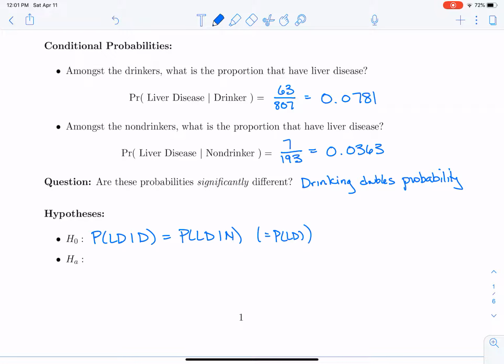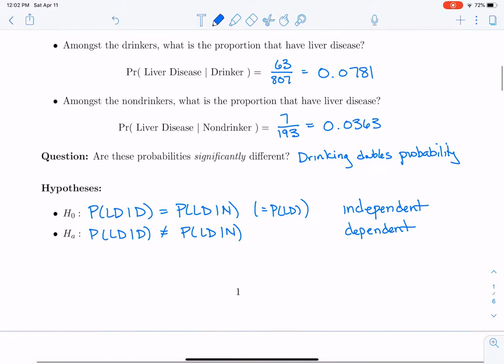Well, what that means is that if the probability of liver disease given drinking is equal to the probability of liver disease given non-drinking, then liver disease and drinking are independent. They're independent random variables. Okay, so then the alternative is that the probability of liver disease given you're a drinker is not equal to the probability of liver disease given you're a non-drinker. And that would mean that liver disease was somehow dependent on drinking status.